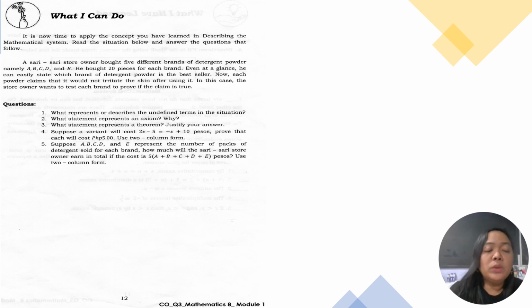Number 5, suppose A, B, C, D, and E represent the number of packs of detergent sold for each brand. How much will the sari-sari store owner earn in total if the cost is 5 times (A plus B plus C plus D plus E) pesos? Use again a 2-column form for your proof, one column for the statement, another column for the reason. Now, you may begin.